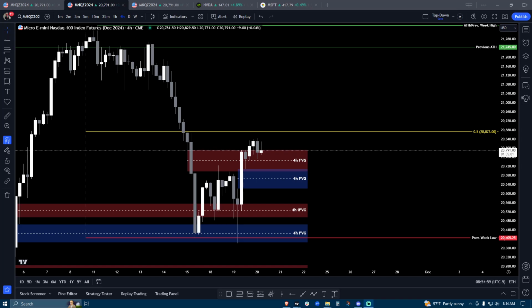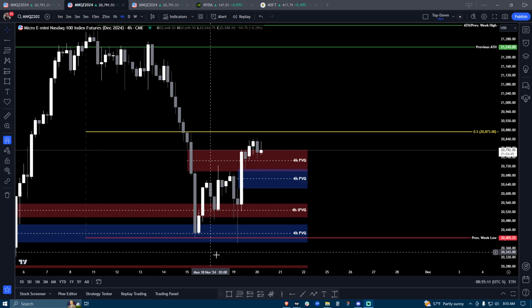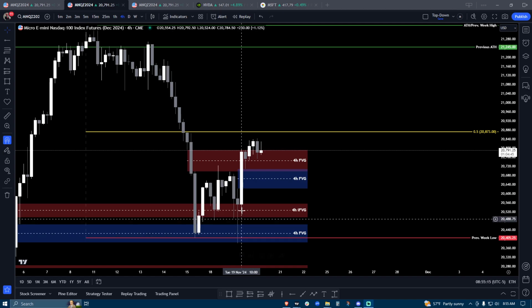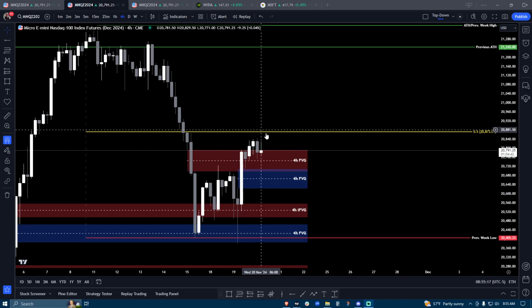Let's go ahead and get into our NASDAQ top-down analysis. So first thing I like to analyze is where price is coming from and where the likely drawn liquidity is. As we can see here, price is coming from previous week low, and the likely drawn liquidity is 50% here.